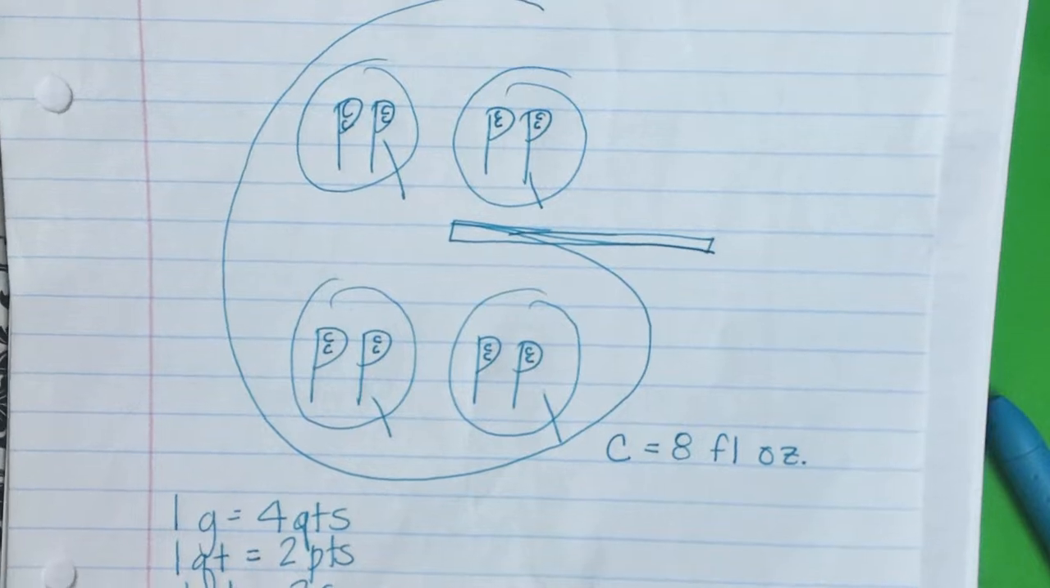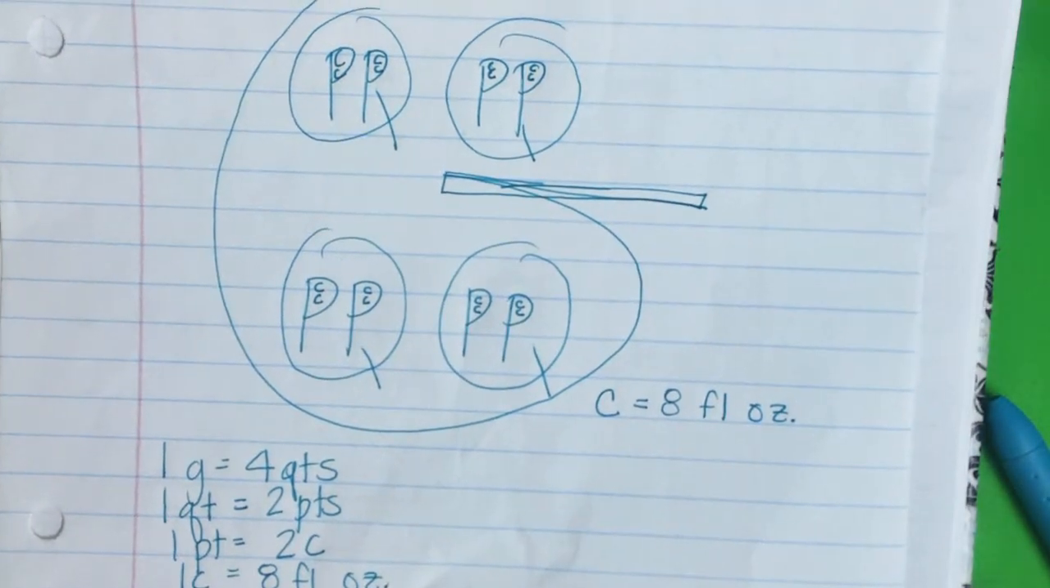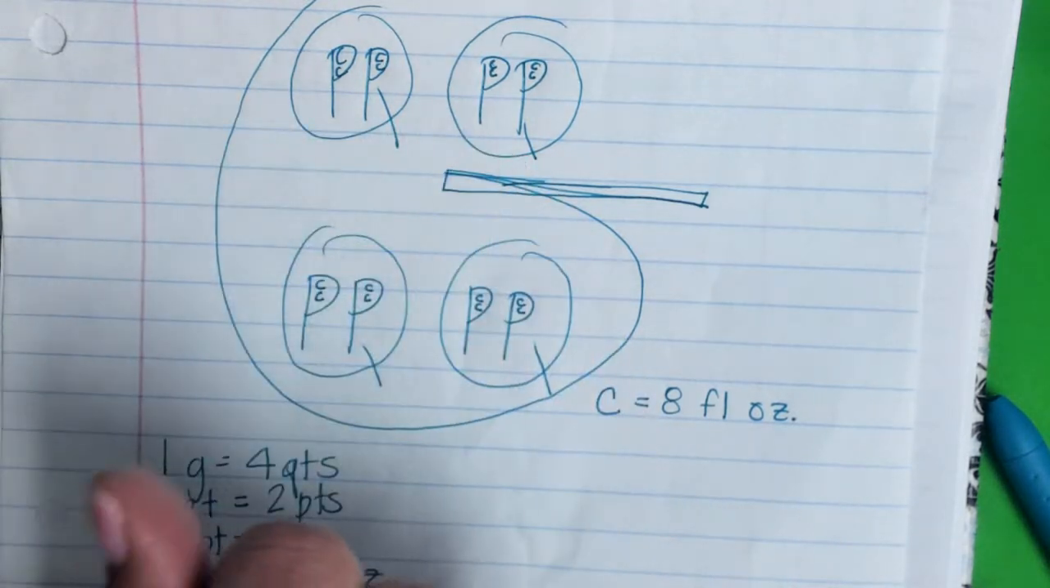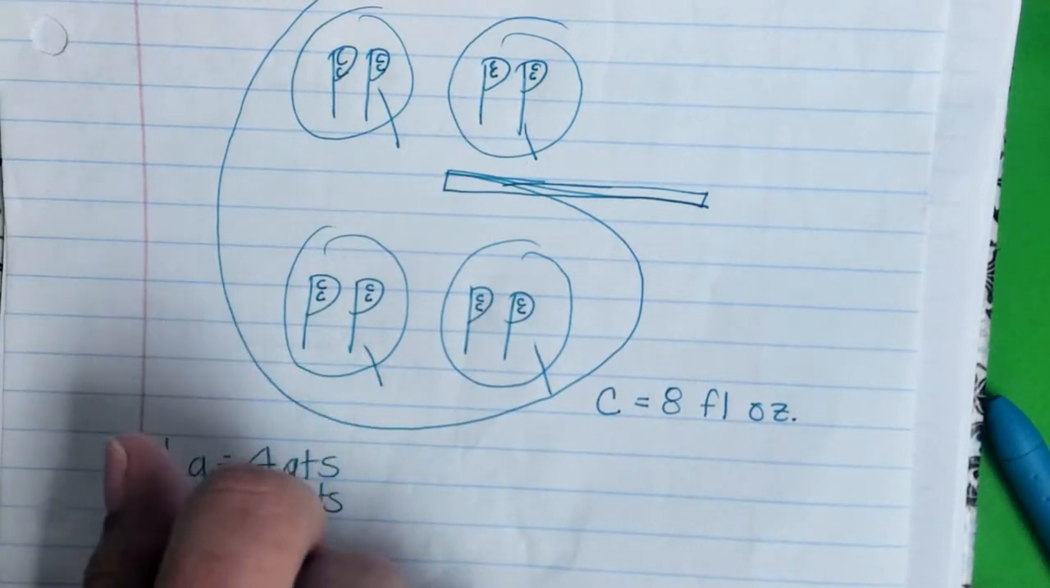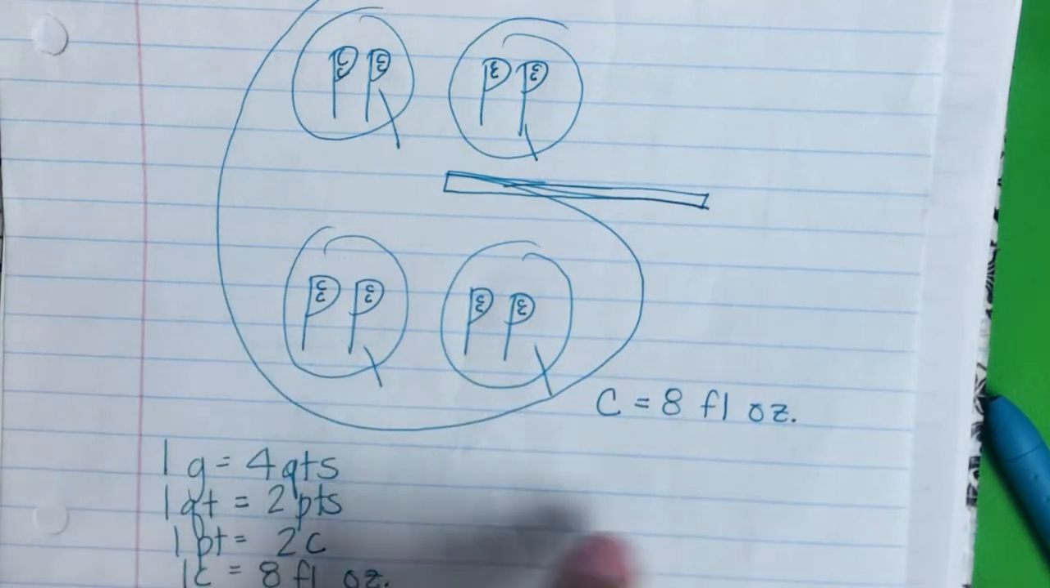All right, so here is your Gallon Castle. That is a G. I'm going to cut the top off for a second. So we've got, there once was a Gallon Castle. In it lived 4 queens. Each queen had a prince and a princess. Each prince and princess had 2 cats. And each cat drank 8 fluid ounces of milk.